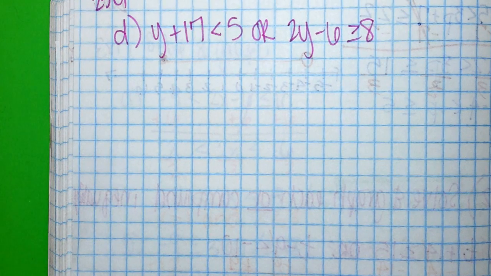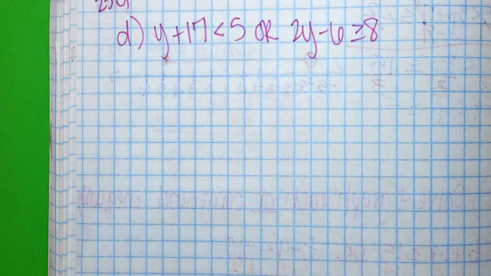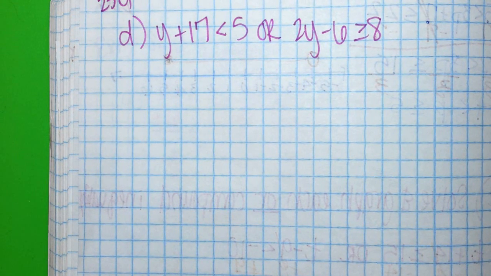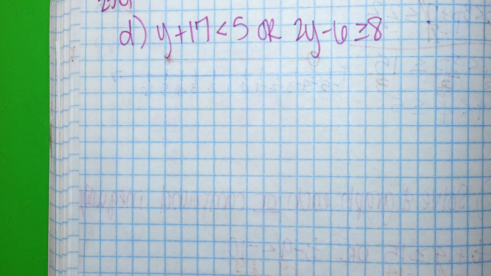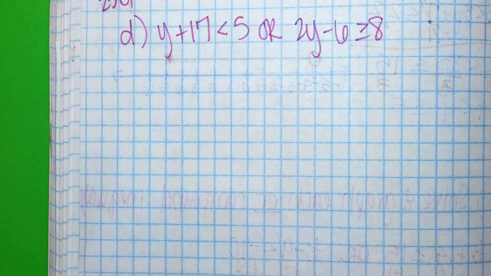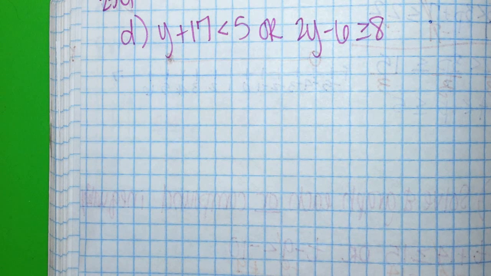Alright, y plus 17 is less than 5, or 2y minus 6 is greater than or equal to 8. So we're working this one out.